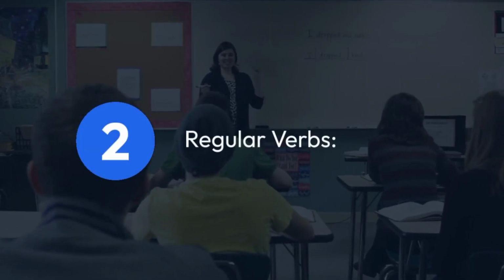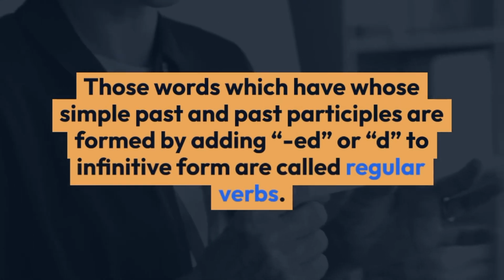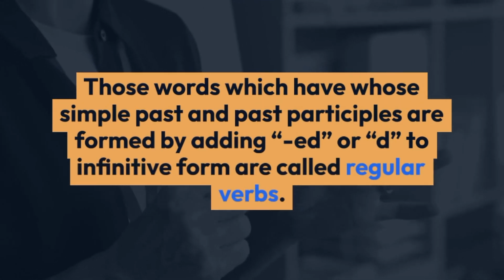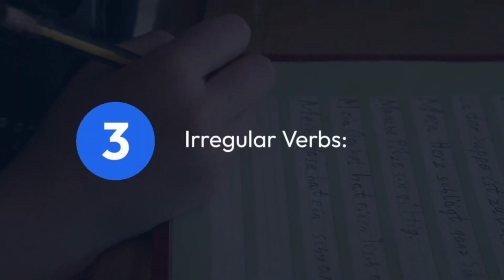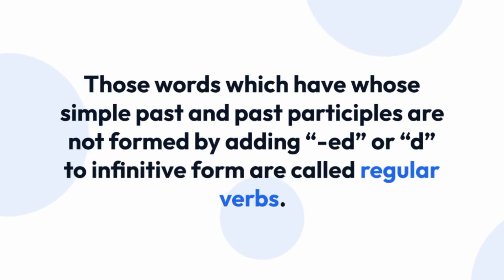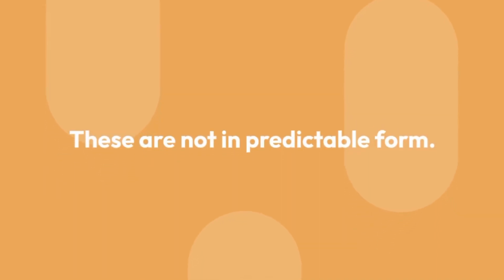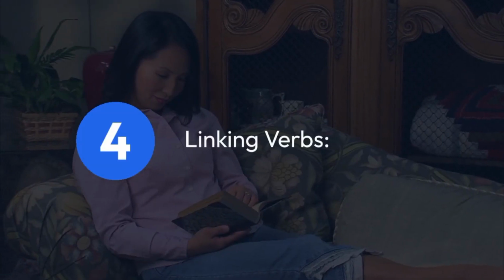Second one is the regular verbs. Those words whose simple past and past participle are formed by adding ed or d to the infinitive form. Third one is the irregular verbs. Those words whose simple past and past participle are not formed by adding ed or d to the infinitive form are called irregular verbs. They are not in a predictable form.